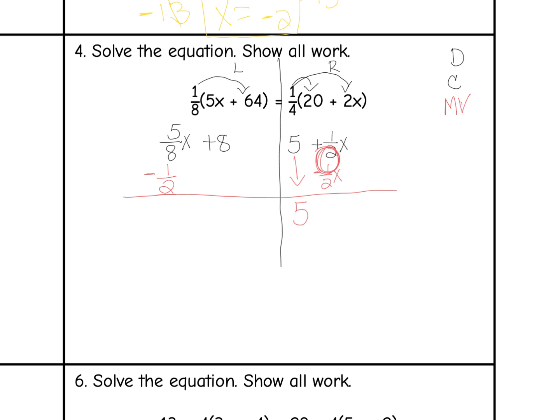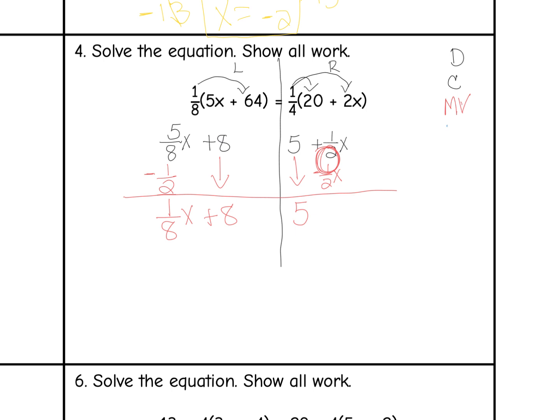I am going to encourage you to put this into Desmos, just to make sure. I do not want anybody coming up with 4/6 or anything like that, but it's actually 1/8 x. 5/8 minus 1/2 is 1/8 x. And then I have that plus 8. Okay. So there's my move the variable.